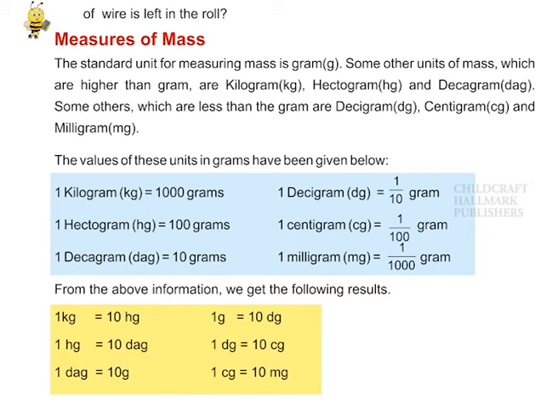From the above information, we get the following results. 1 kilogram is equal to 10 hectograms. 1 hectogram is equal to 10 decagrams. 1 decagram is equal to 10 grams, and 1 gram is equal to 10 decigrams. 1 decigram is equal to 10 centigrams. 1 centigram is equal to 10 milligrams.